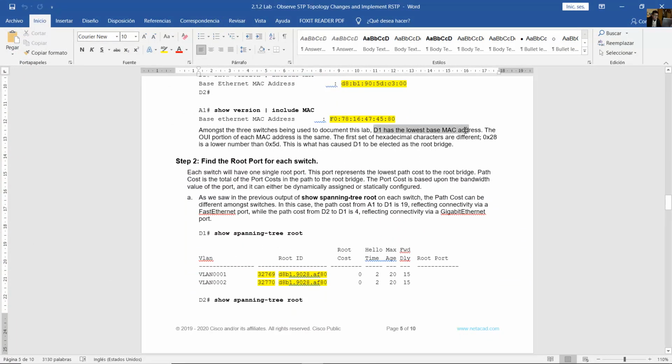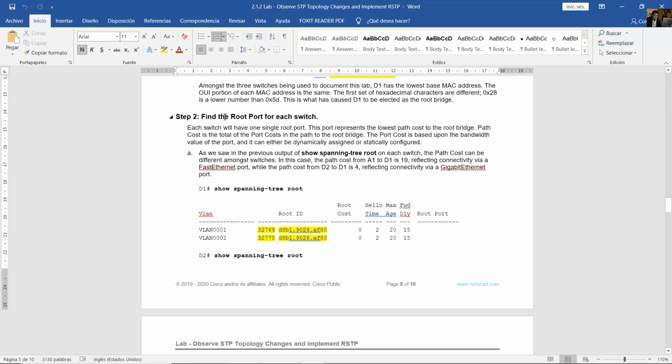D1 has the lowest base MAC address. Find the root port for each switch. Each switch will have one single root port. This port represents the lowest path cost to the root bridge. Path cost is the total of the port cost in the path to the root bridge.